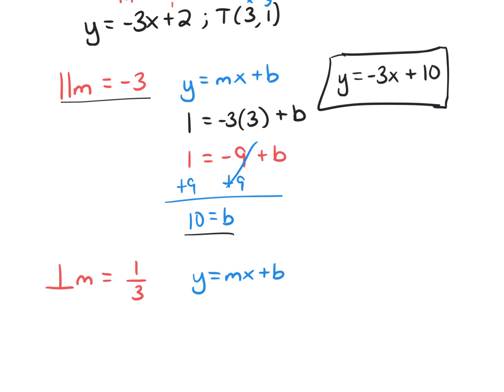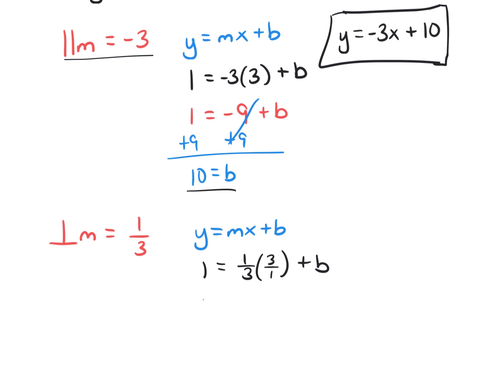So what's my y value? Again, from this point up here. 1 equals our slope, 1/3, x. 3. Up, and since we have a fraction, we can think of this as 3 over 1 to kind of help us out a little bit. And then we have plus b.